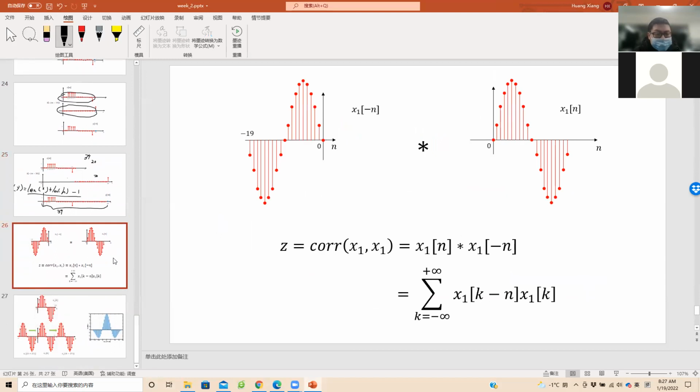Okay. Next thing I want to say is about the correlation, since correlation is actually an application of convolution.